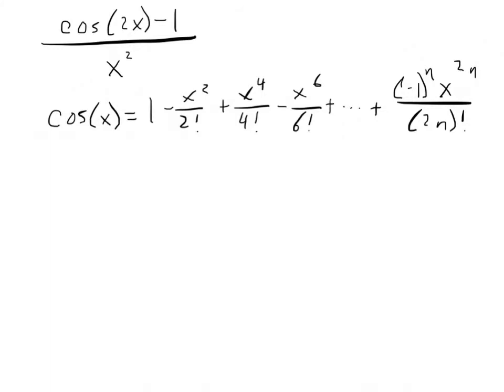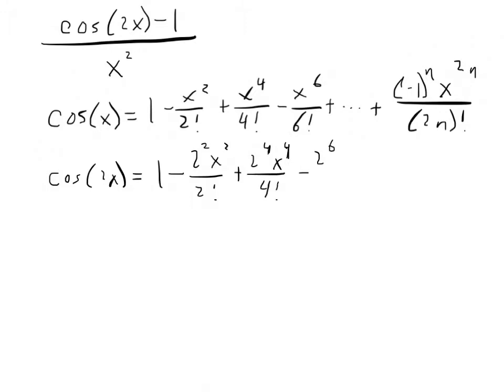So that's the base function, the base power series. The next thing I'm going to do is plug in 2x for all of these x's. So now I have the cosine of 2x being 1 minus, and I'm kind of inclined to not even multiply that out. Well, no, I want to do a little bit better than that. I think I could do 2 squared x squared over 2 factorial plus 2 to the 4th x to the 4th over 4 factorial minus 2 to the 6th x to the 6th over 6 factorial.